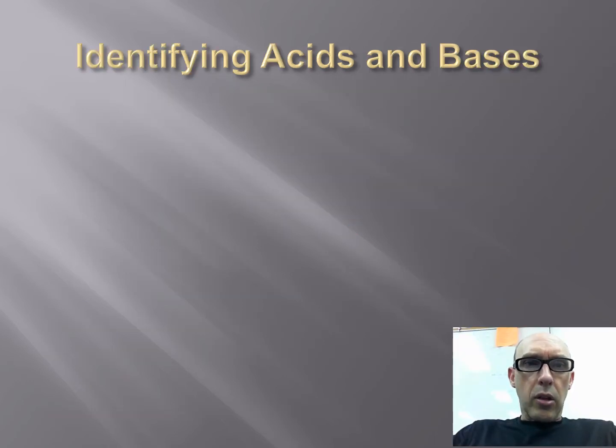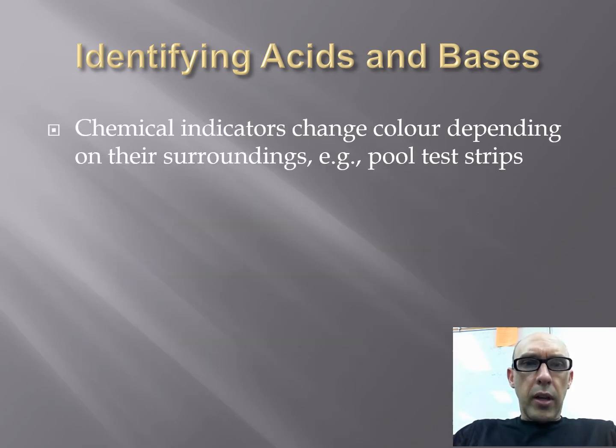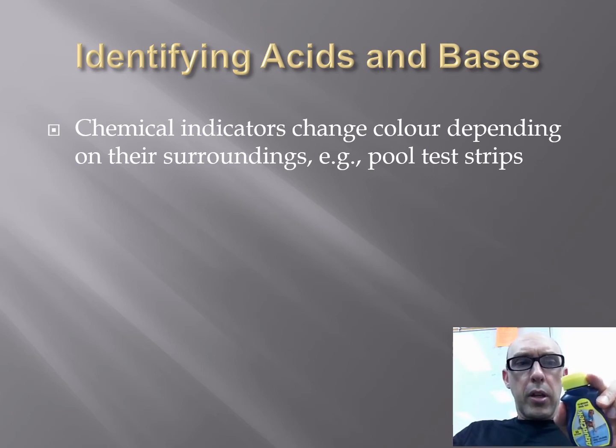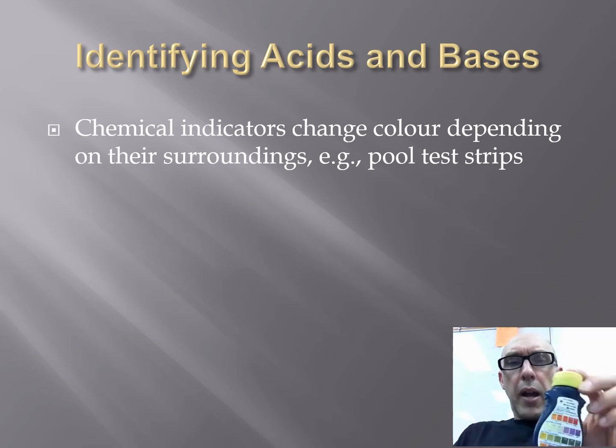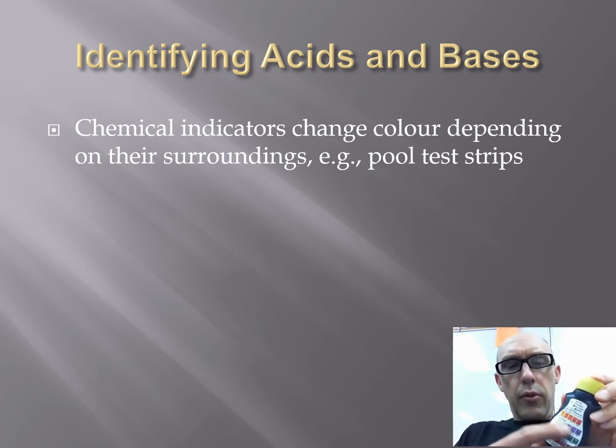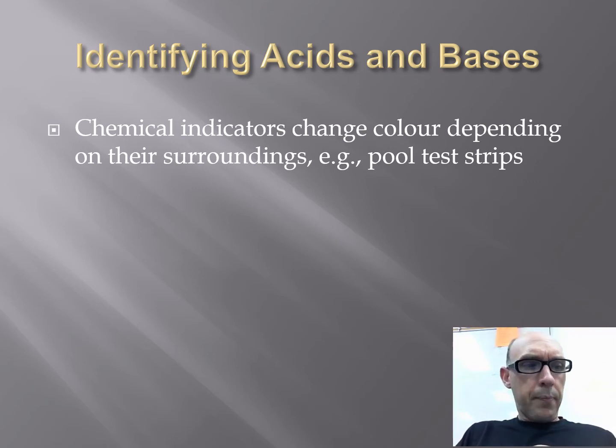Identifying acids and bases is what we're going to be doing during the lab that we're going to be doing in class. First of all, chemical indicators are things that change color depending on their surroundings. And many of you are probably familiar with these, so here's an example of one of the company's test strips. And on the back, you've got a scale that talks about the different colors and what that means for each of the chemicals that we're talking about.